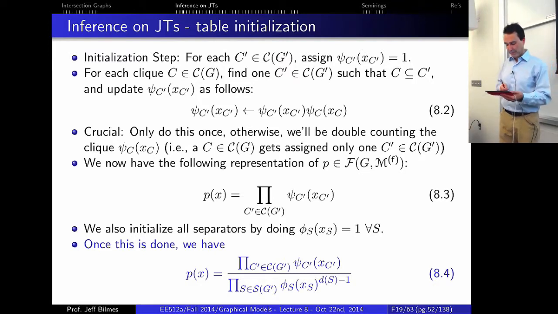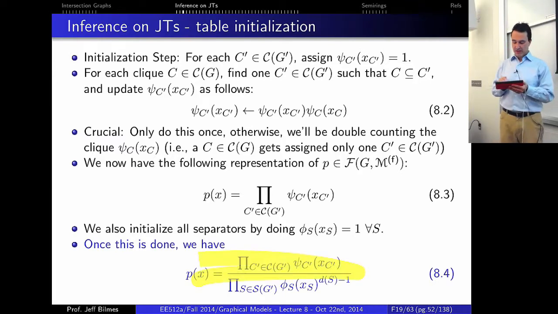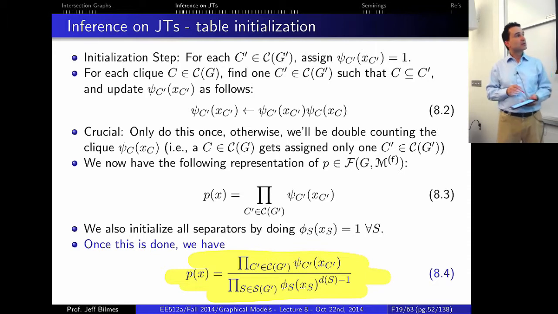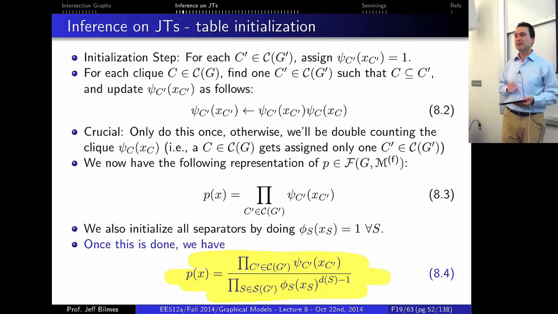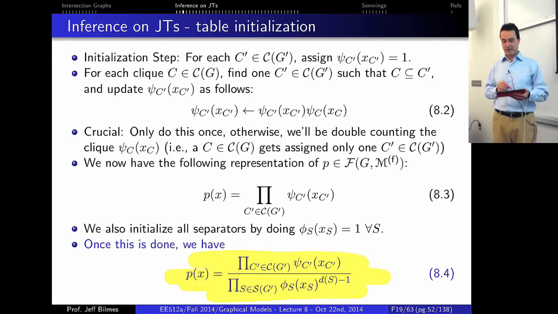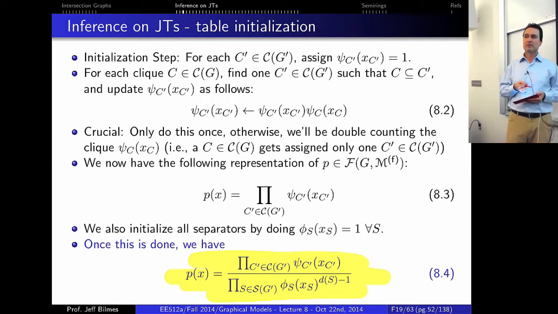Okay. So once we've done this, we have a representation of the probability distribution in this form, in equation 8.4. The numerator consists of a product of Maxclique potentials, and the denominator consists of a product of separator potentials. And the separator potentials are used the shattering coefficient minus one number of times in the denominator.